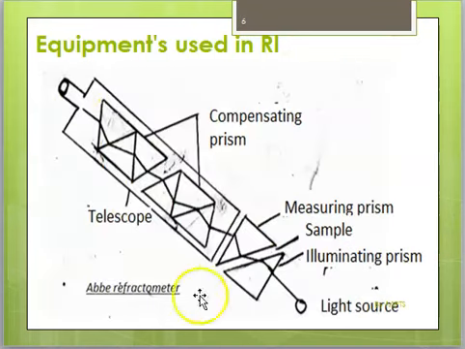So this is the Abbe refractometer. It's the light source. This is the illuminating prism and the measuring prism. The sample is placed in the middle. These are the Amici prisms inside the telescope.